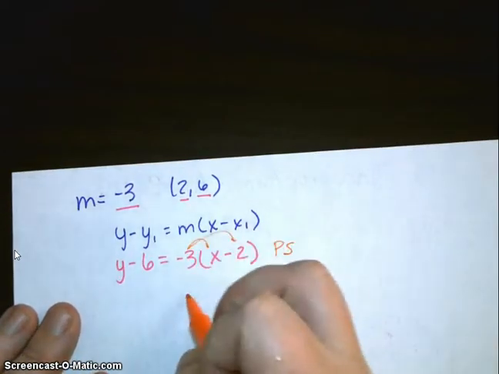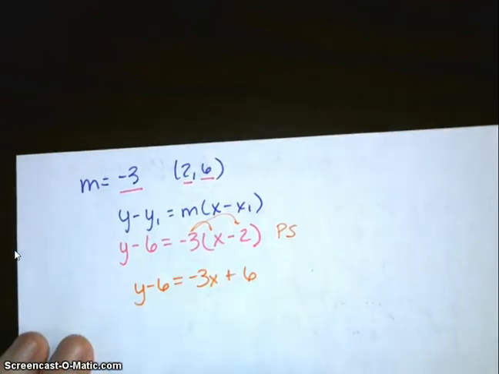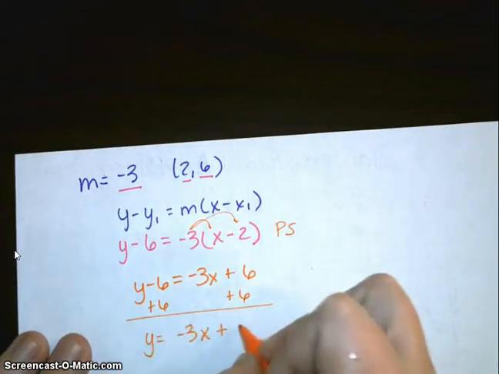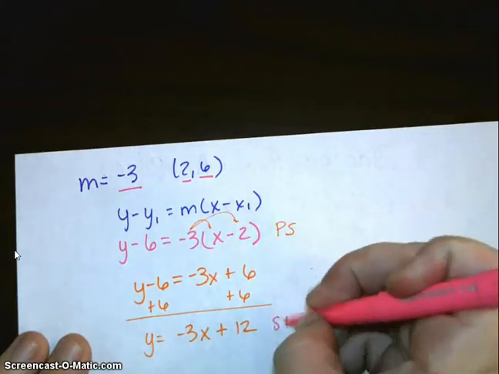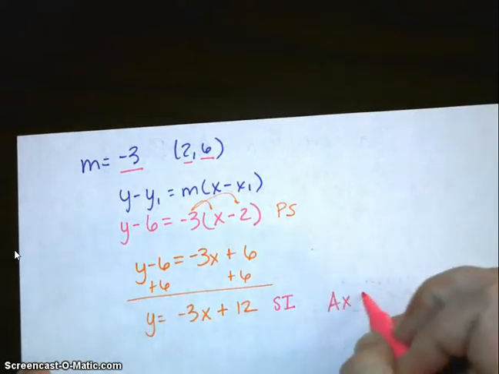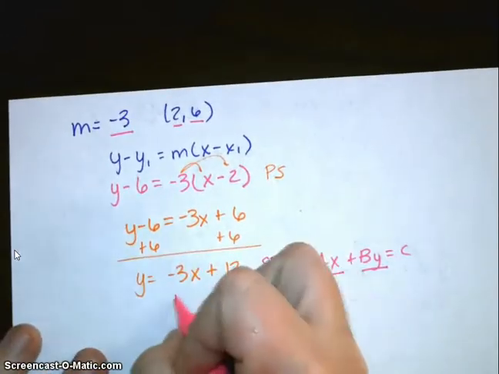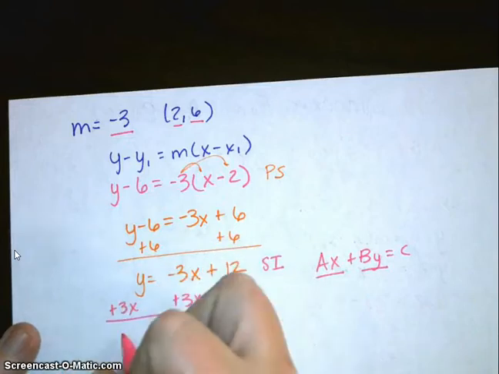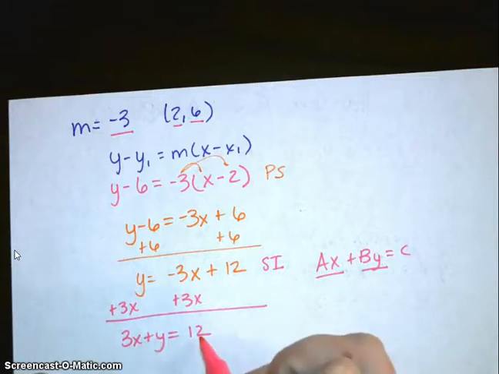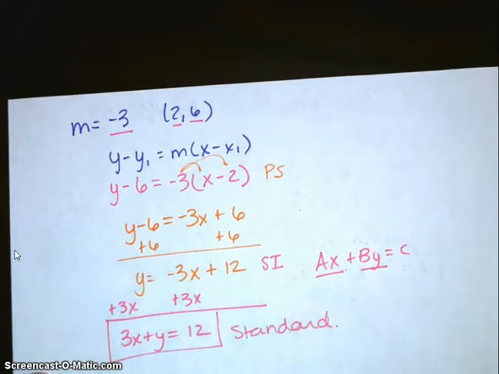Then I distribute, so that's negative 3x and a plus 6 equals y minus 6. Add 6 to both sides. So y equals negative 3x plus 12. This is slope intercept form. Now I move my x over to the side because remember I'm looking for standard form, which has x and y both on the left-hand side. So to do that, I add 3x to both sides. That gives 3x plus y equals 12. Then I check. Are all of them integers? Yes. Is a positive? Yes. So this is standard form.